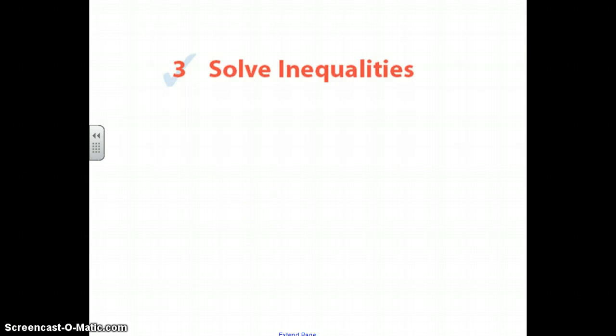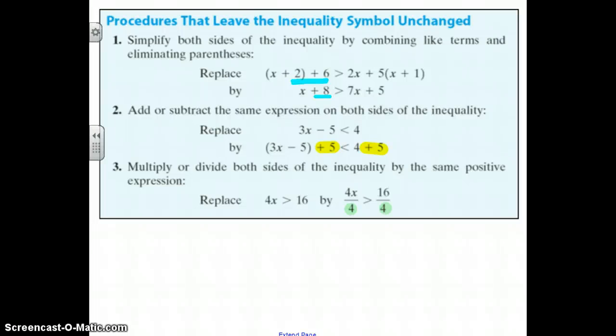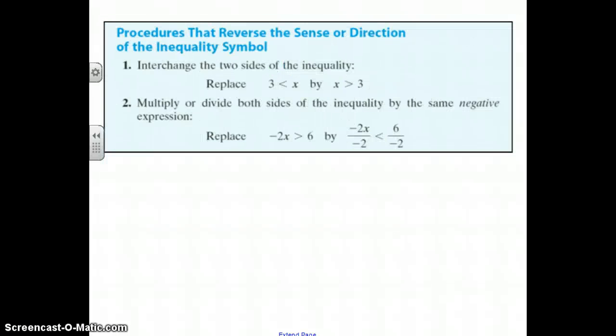So solving some inequalities, let's look at some examples. Again, we can combine like terms. Even though this looks like a grouping mechanism, there's nothing wrong with adding the 2 and the 6 and ending up with 8. And then remember, you can add 5 to both sides or divide both sides by 4. The only thing you want to watch out for is to multiply both sides by a negative or divide both sides by a negative. That's when you need to flip the inequality sign.